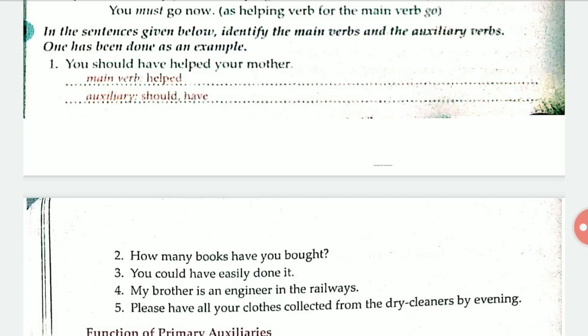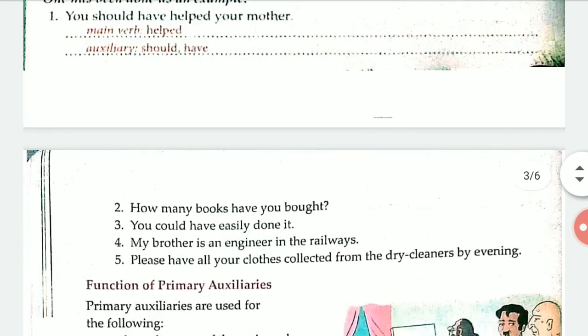First one is done. How has it been done? Look here: "You should have helped your mother." You can see should, which is a modal auxiliary, and have is also there, and helped. How can you identify? You can identify that should have is the auxiliary, modal auxiliary, and the main verb is helped. Okay, main verb and auxiliary verb you can identify.